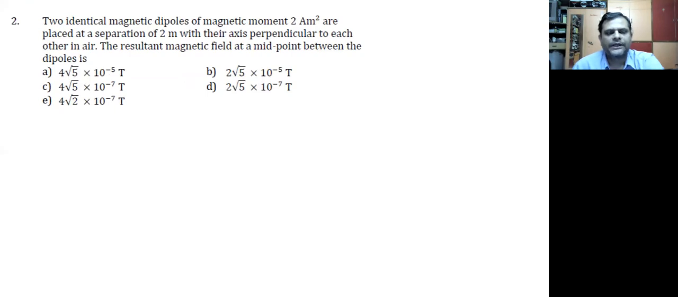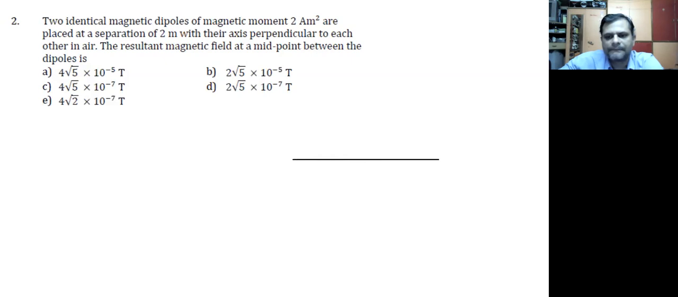Yes, two identical magnetic dipoles of magnetic moment 2 ampere meter square are placed at a separation of 2 meter with their axes perpendicular to each other in air. What is the resultant magnetic field at the midpoint between the two dipoles?